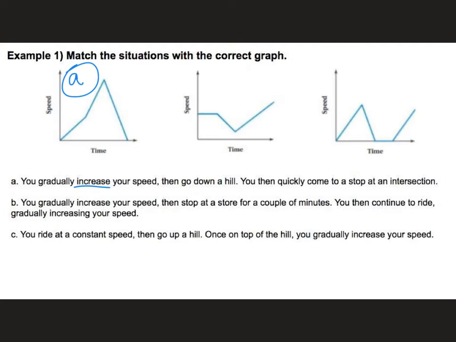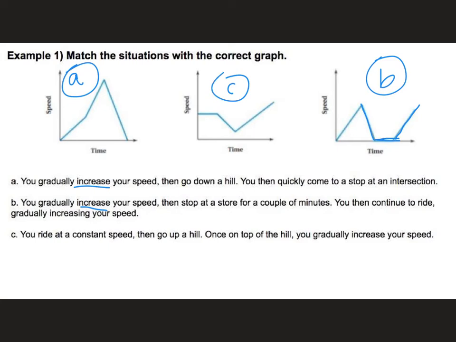All right, welcome back. Next one says you gradually increase your speed, so we know we need to start by going up. Then we stop at a store, so our graph is going back down to a stop. We're there for a few minutes, so we're not moving, our speed is staying the same. And then we continue to ride, we're increasing that speed again. So letter B will go with this last graph, which tells us letter C goes here, but let's read it.